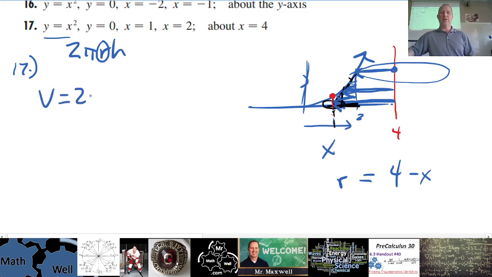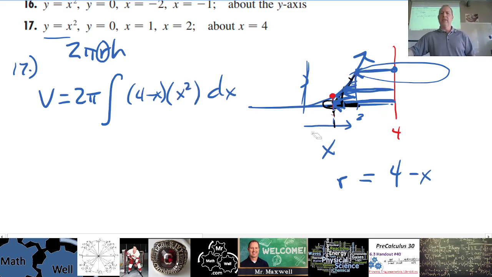So the volume is 2 pi times the integral. Now, I'll come back to this. It's going to be dx still, obviously. But the radius is going to be 4 minus x, and the height is still the height of the function minus 0. So that's going to be your x squared.